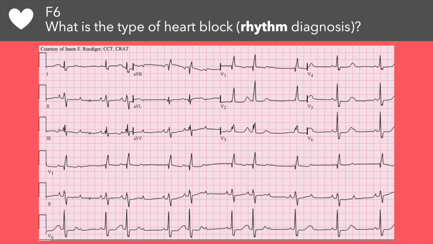F6. What is the type of heart block rhythm diagnosis? This is a second-degree heart block type 2. We see a 3-2 conduction and then also a 2-1 conduction. So 3-2 means there's 3 Ps, 1, 2, this P is kind of hidden, 3 Ps, and only 2 QRSs, so that's a 3-2. And then moving on to the right-hand side, I see 1 P, and then this P is hidden with the T wave, 2 Ps for 1 QRS. That means it's a 2-1 conduction.